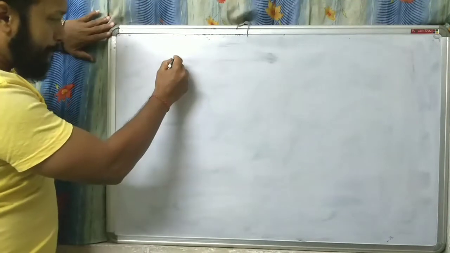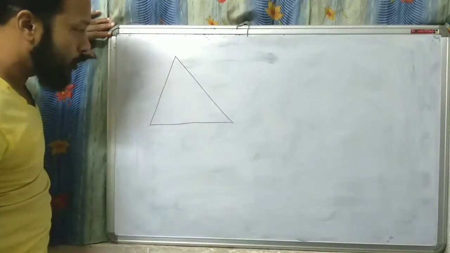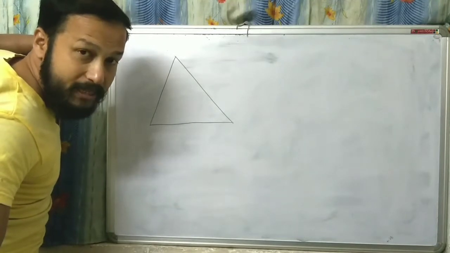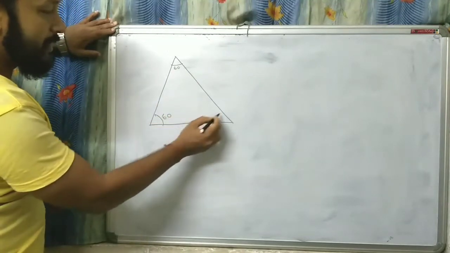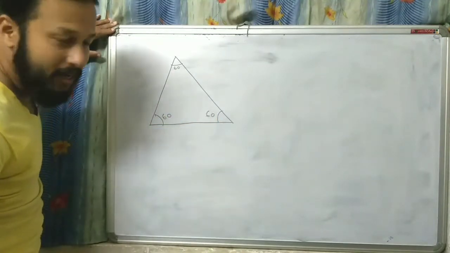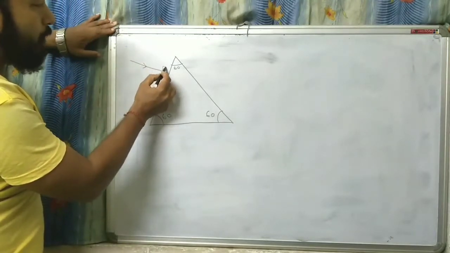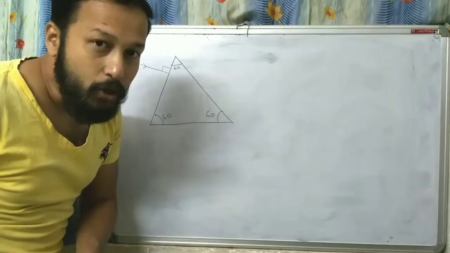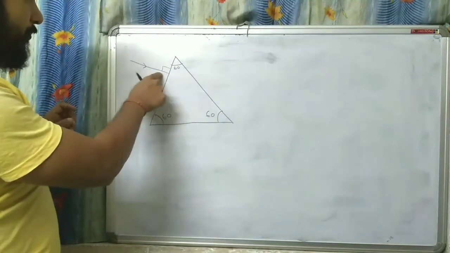See, say a glass prism is there, a glass prism whose all the sides are the same. That means 60 degree, 60 degree, 60 degree. Now a ray of light is falling perpendicular on this prism, making 90 degree with the side.